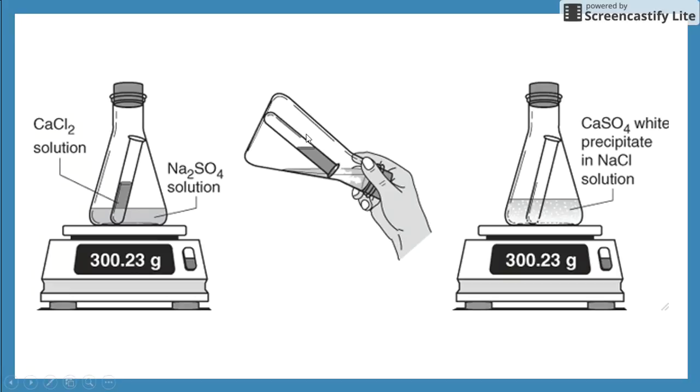And the law of conservation of mass, so if we took a calcium chloride solution and a sodium sulfate solution, and we poured the calcium chloride solution into the sodium sulfate solution and still weighed what happened afterward, there would be a precipitate, a solid that formed, but the mass before and after would not change. And that's what we're doing.